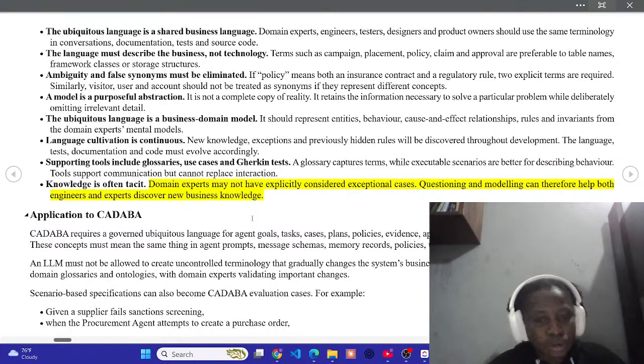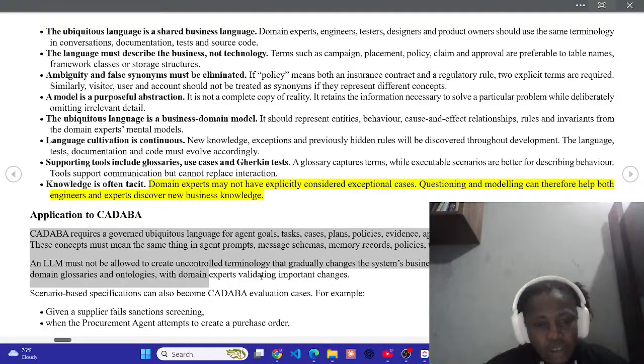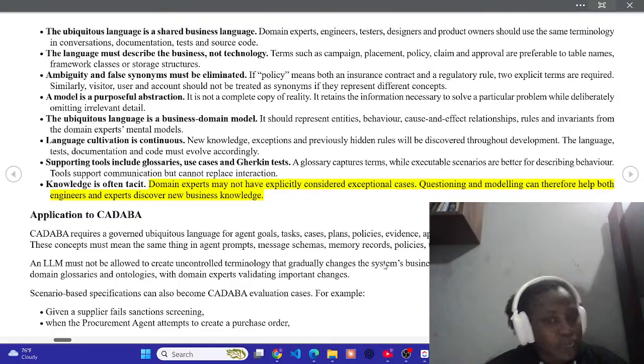So applying this to what we are actually studying, which is CADABA, cognitive architecture design for autonomous business agents, what I particularly learned here are these two lines, which are very important. CADABA requires a governed ubiquitous language for agent goals, tasks, cases, plans, policies, evidence, approvals, exceptions, compensation, and outcomes. So you must use a governed business language for your agent goals, tasks, cases, plans, policies, evidence, approvals, and so on.